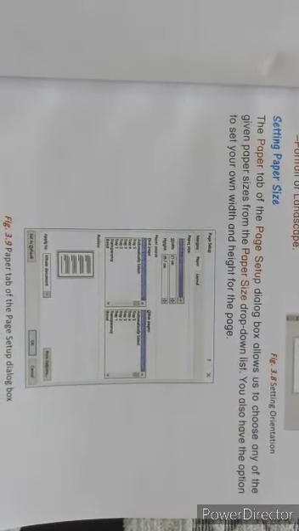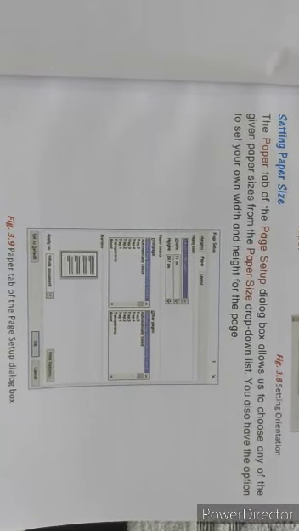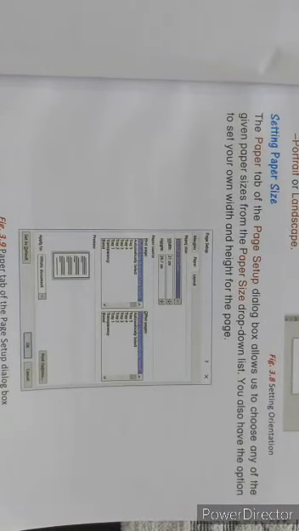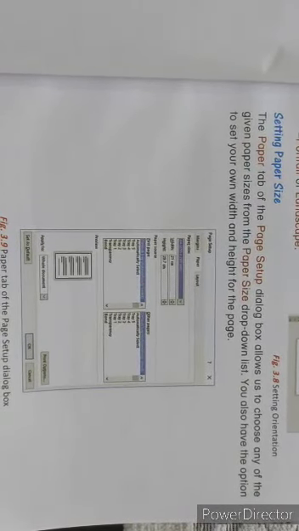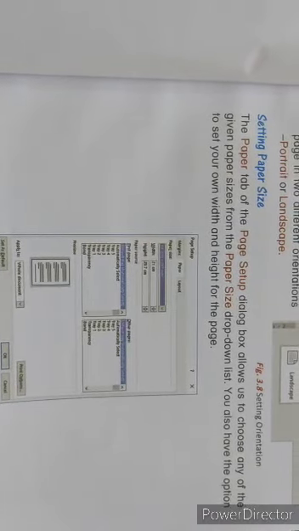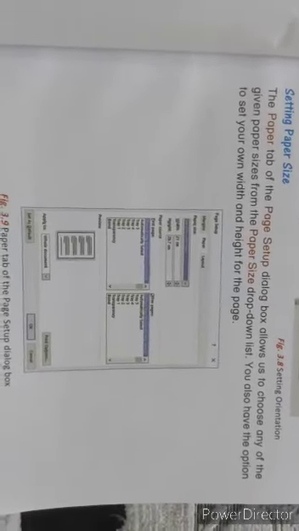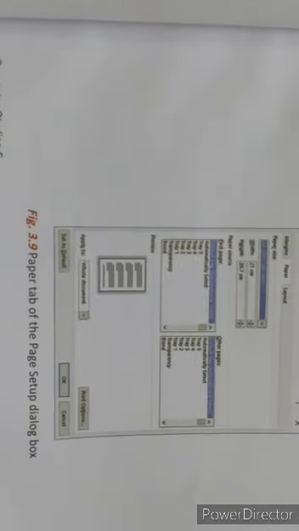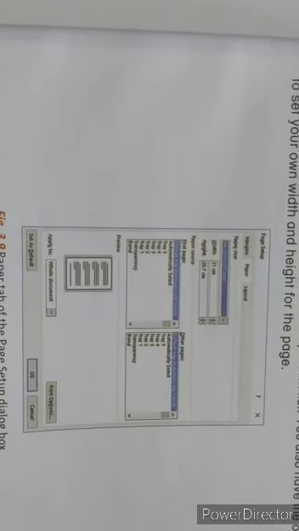Now the second topic, setting paper size. The paper tab of the page setup dialog box allows us to choose any of the given paper sizes from the paper size drop down list. You also have the option to set your own width and height of the page. Setting the paper size means you can select your paper size how you want. For that, just go to figure 3.9.